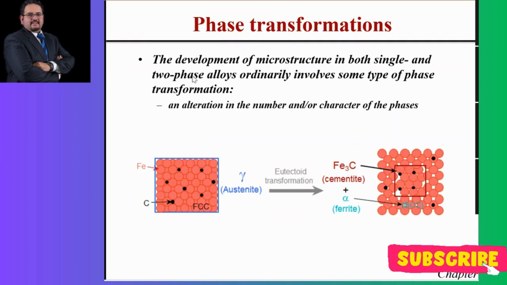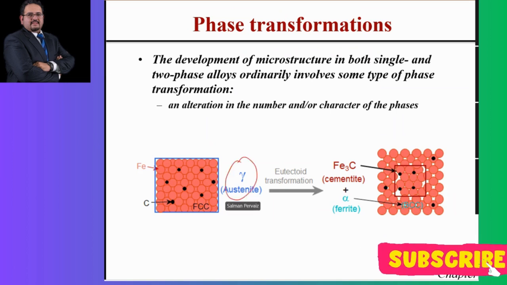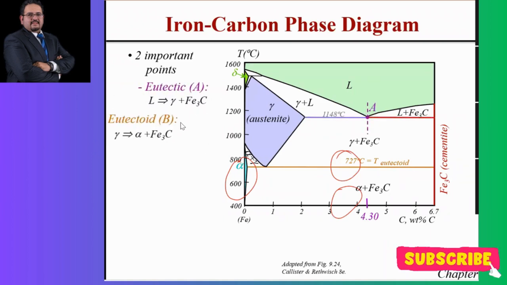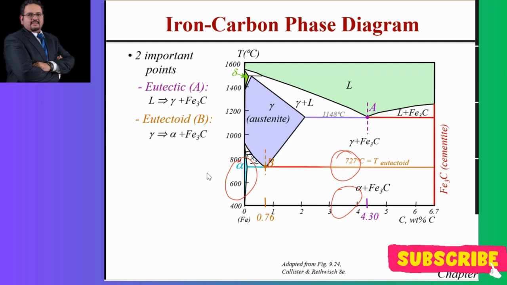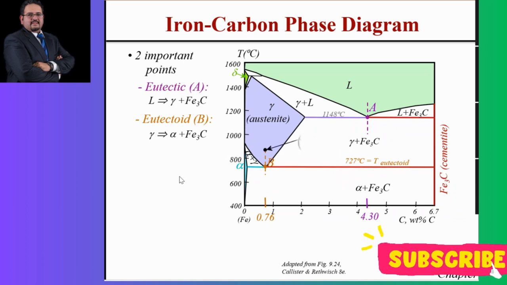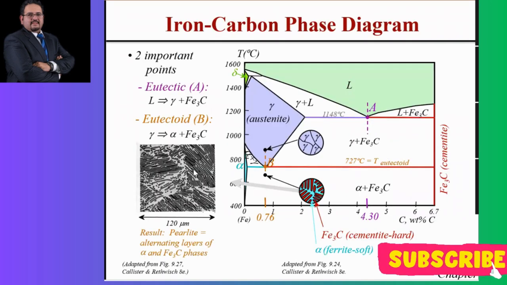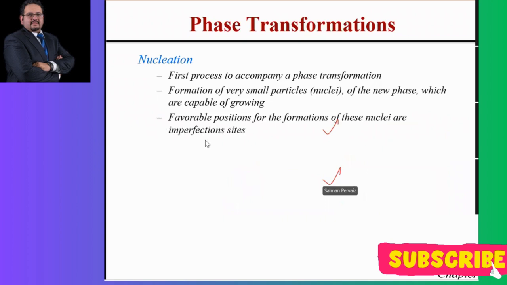The development of microstructure in both single and two-phase alloys ordinarily involves some type of phase transformation. So when austenite goes into these two different phases, a number of steps happen there. If I show you, you remember this eutectoid point, this is the same old slide that we used in the previous chapter as well. It's giving you pearlite. Phase transformation, guys, when, for example, gamma is going into this, it starts from nucleation. You remember nucleation, right?